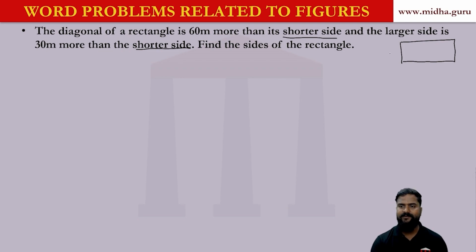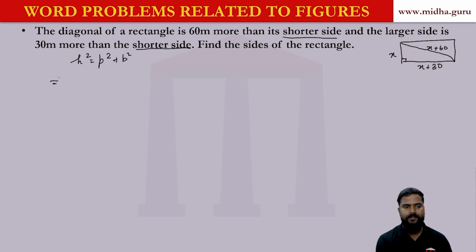And in the rectangle, we know the shorter side is the breadth. So now this is the diagonal, and since it says it is 60 meters more, we'll say x plus 60. It says this is the length and it says 30 meters more, we'll say x plus 30. Now this is again a right triangle between the diagonal, the length and the breadth. So we can say that h square again is equal to p square plus the base squared.